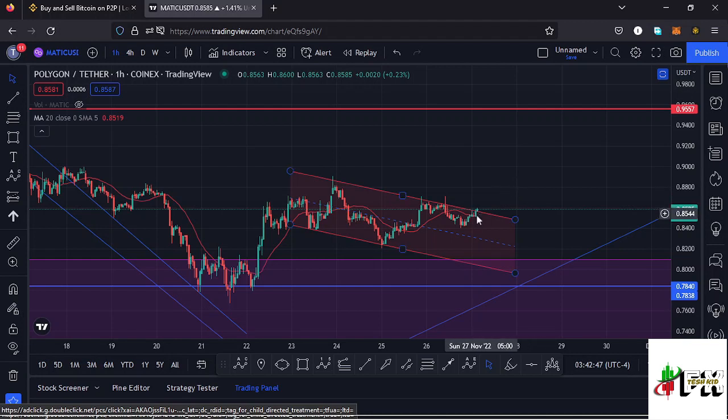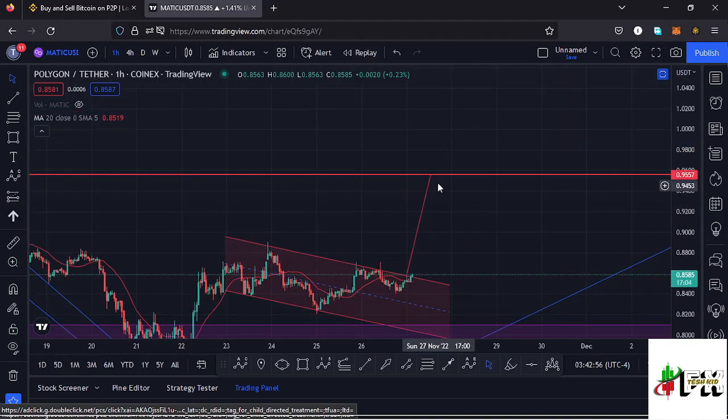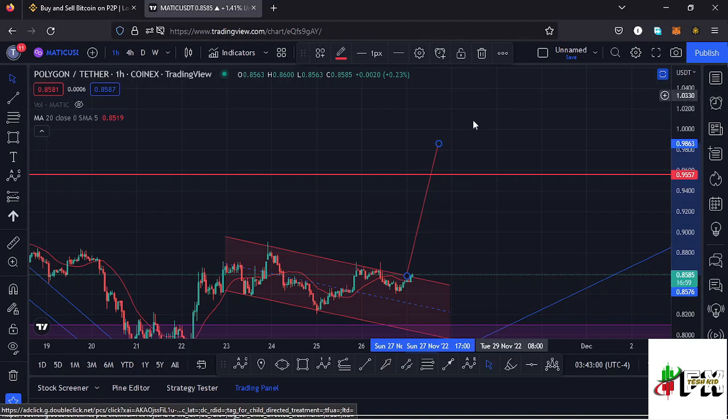There are chances that Polygon Matic might give us a bounce to the upper side and get back to around the $0.95 mark, which is a key area of resistance, and we can either manage to break above it, even see a retest and continue pushing higher.